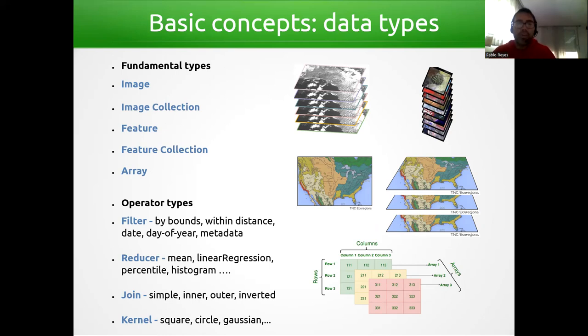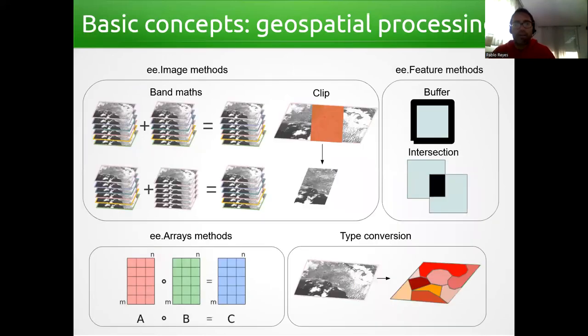On the other hand, we find objects used to process the basic data types, such as the filters for selecting specific data, the reducer for aggregating data, the kernels objects, and so on. So there are around 30 different types of object classes available here. Every object is linked to a list of methods.